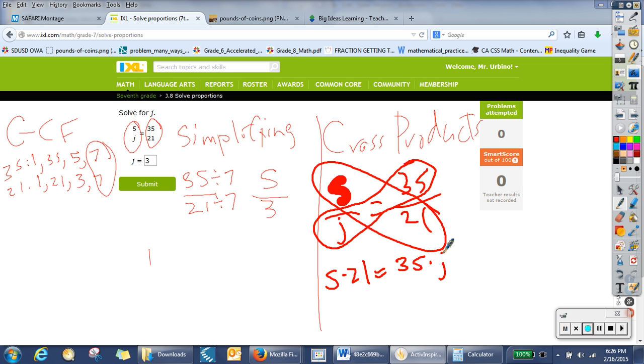The way I'm going to do this is I'm going to think of it like I am looking for a number times 35 that will give me the same thing as 5 times 21. 5 times 21, let's see, 5 times 1 is 5. 5 times 2 is 10. So I'm looking for a number times 35 that will give me 105.